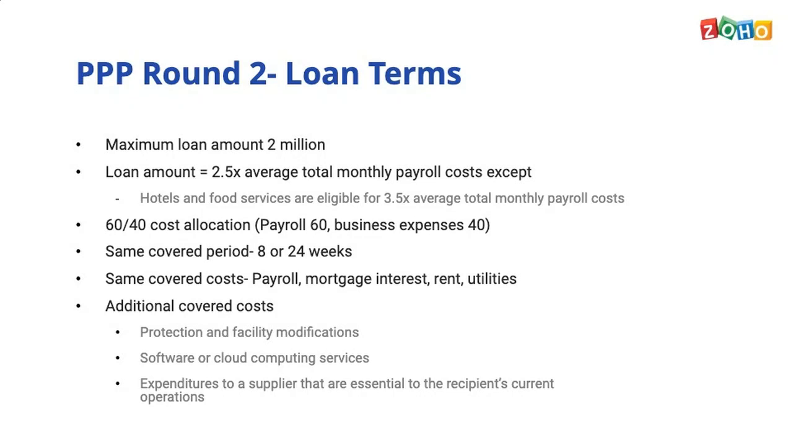So with the new PPP Round 2, they were saying a covered cost was expenditures to a supplier that are essential to the recipient's current operations. The way I took that is really anything you need to function as a business. Right. I think what they've done is they've opened it up for Round 2, and there was a question earlier about whether these additional expenses can be used for Round 1. Not that I know of. I think only Round 2 funds can be used for these other essential suppliers, and they're probably going to define that a little bit more for us. But that's how I see it too, Nathan: anything that's really critical for you to stay in business.